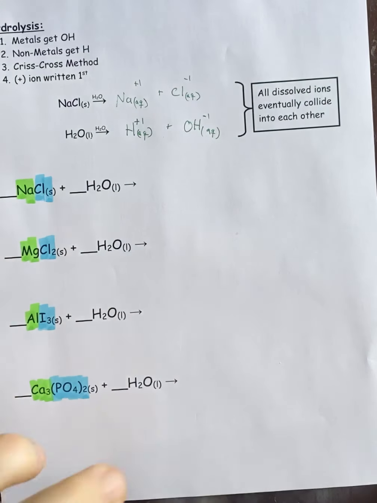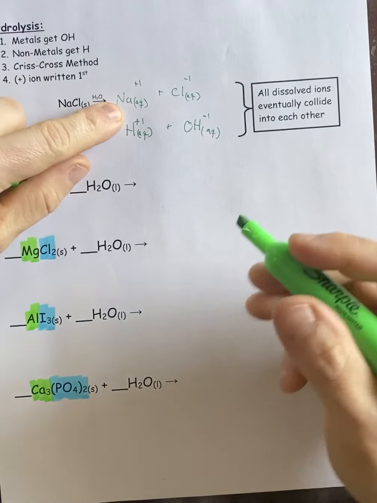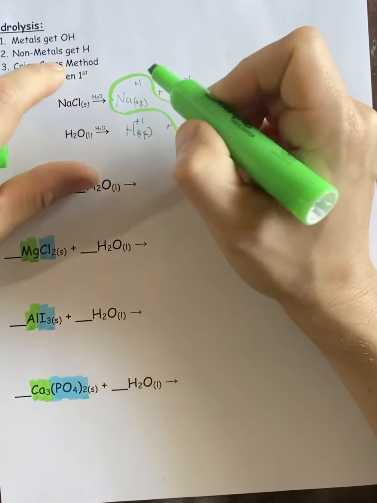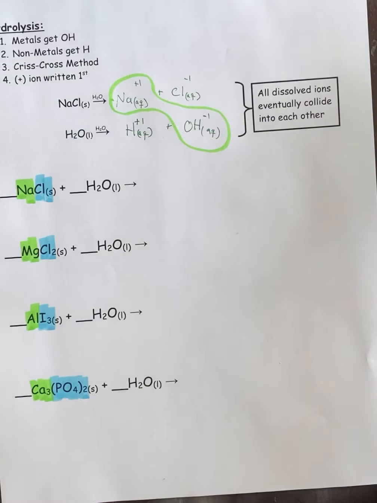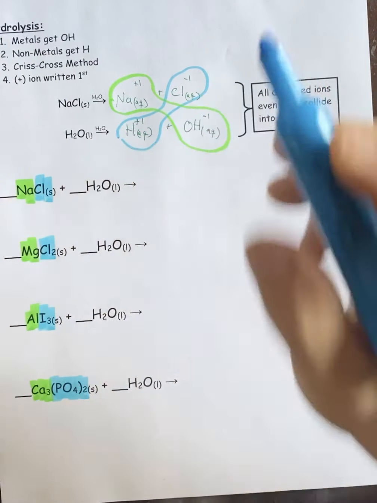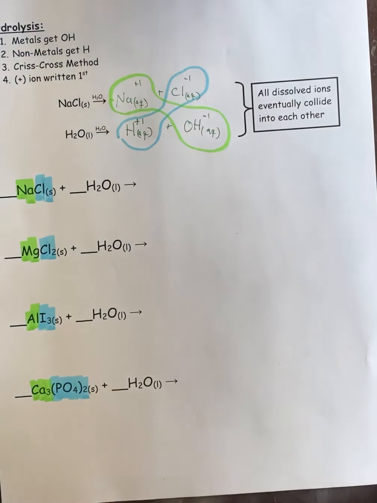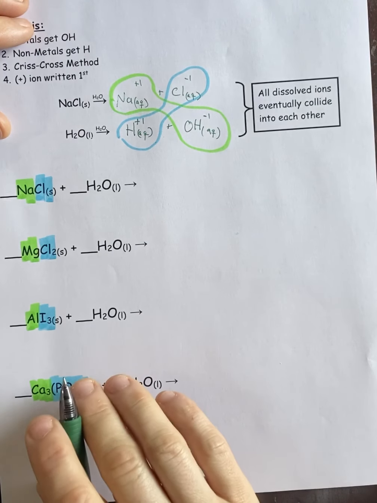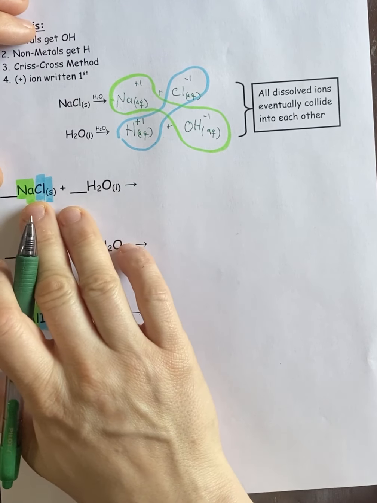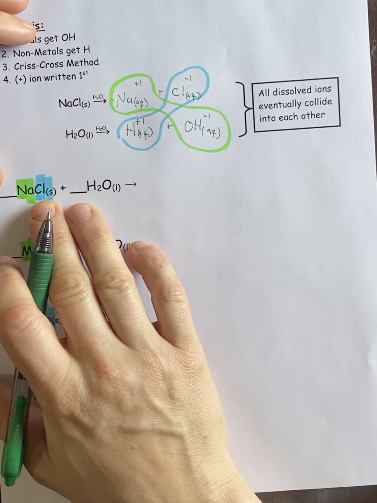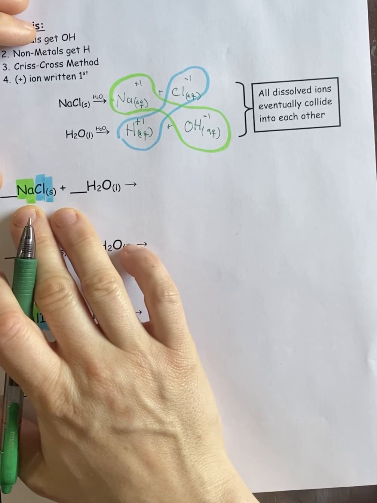The Na, since it's positive, is going to link up with the OH because it's negative, and the H, because it's positive, goes with the chlorine because it's negative. And now, how do we write it out? Well, here's the way I like to do it. I take my salt and I figure out which half is the positive half and which half is the negative half. I made the positive half's green, the negative half's blue.